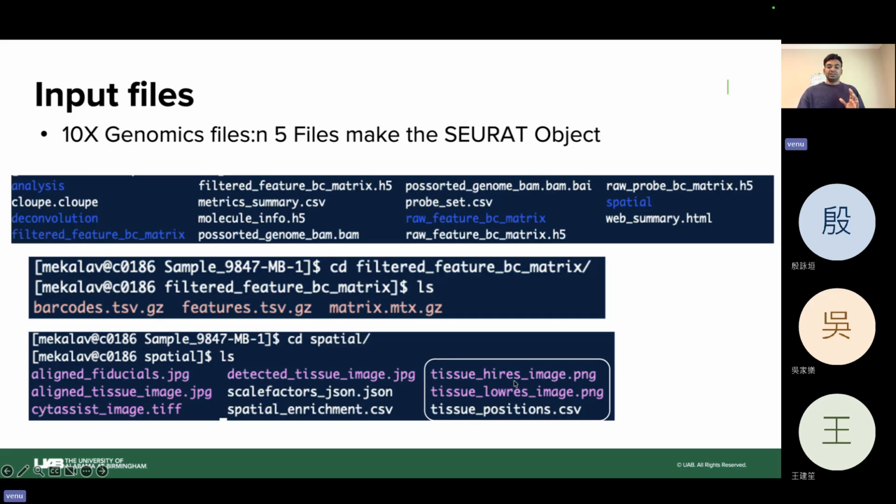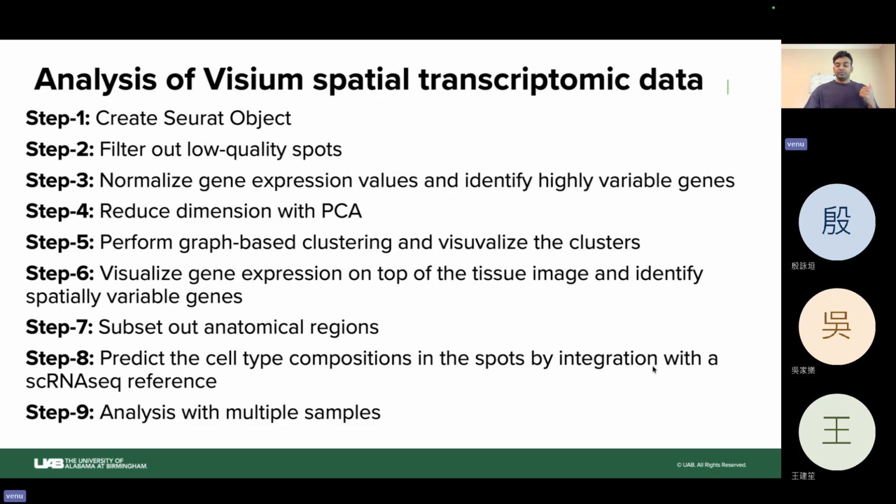The tissue positions file connects the barcode, features, and matrix files together with the tissue image. As I initially showed, whatever the 6.5 by 6.5 region is, it merges exactly the same and makes layers on top of the tissue. I'll show you that in a while. So let's come to the transcriptomic data analysis.